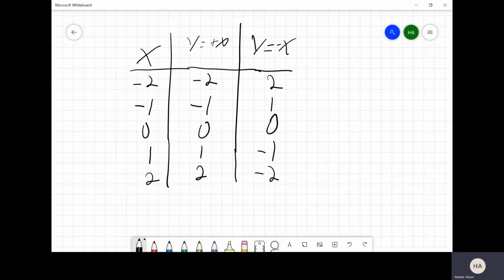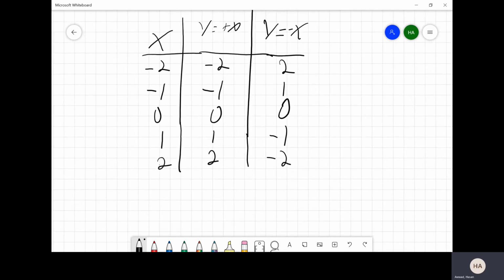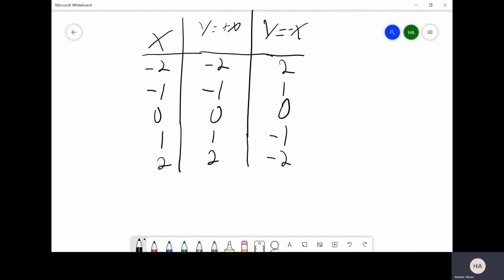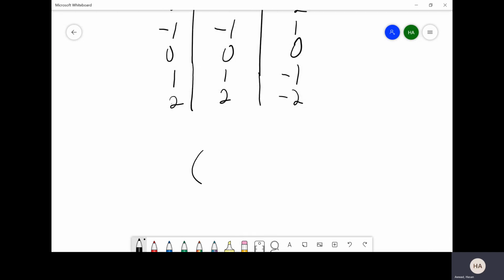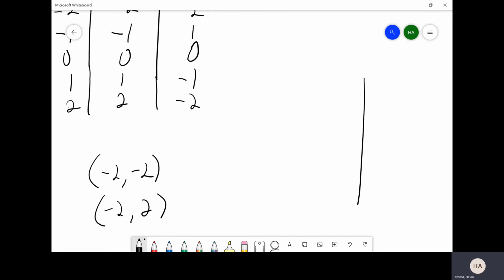So let's go ahead and try to plot these pairs. And now notice that x equal to -2 corresponds to -2, but also +2, right? So we have two different ordered pairs. We have -2, -2, and also -2, 2. So let's try to plot some of these points. -2, -2, I'm just going to freehand this. That's going to be right about there. And then -2, +2 is going to be right about there.